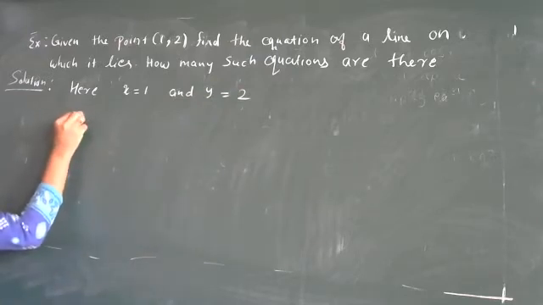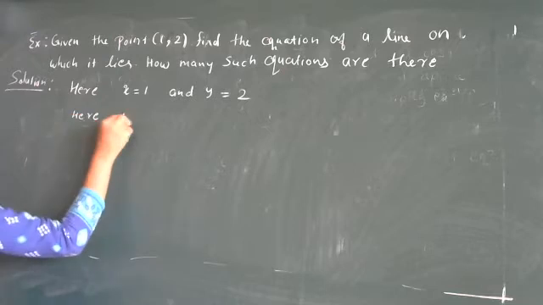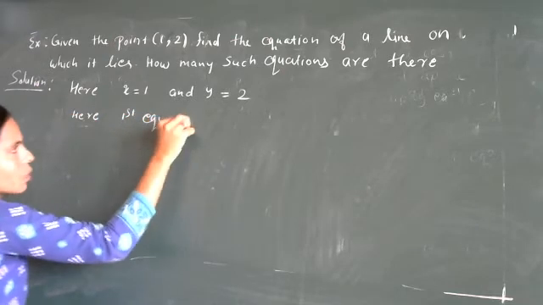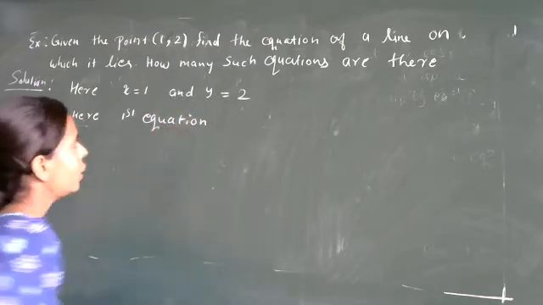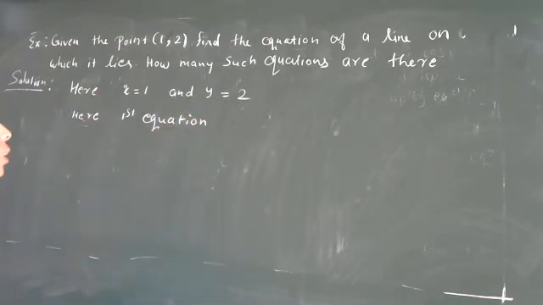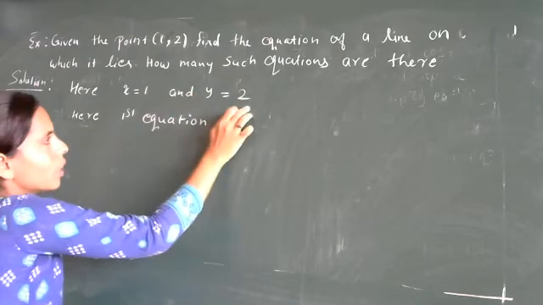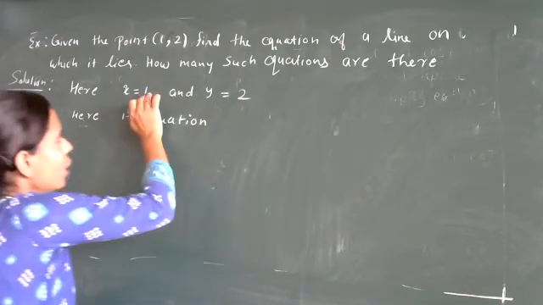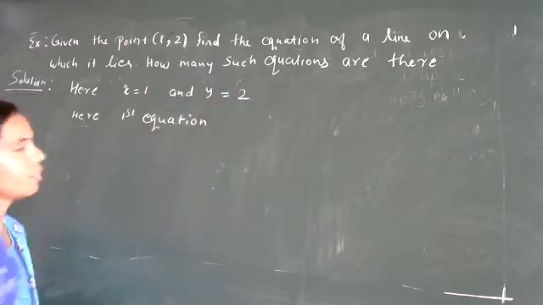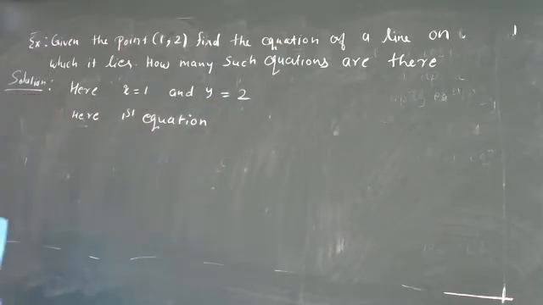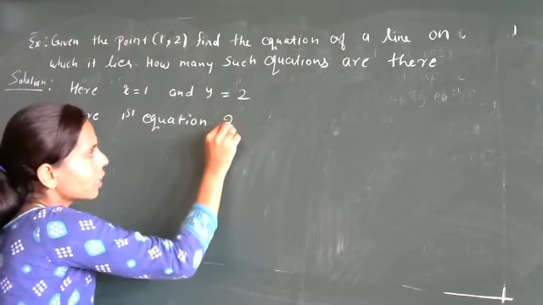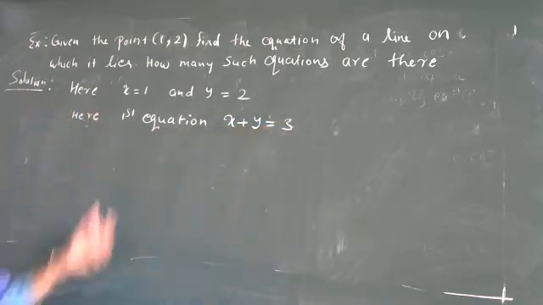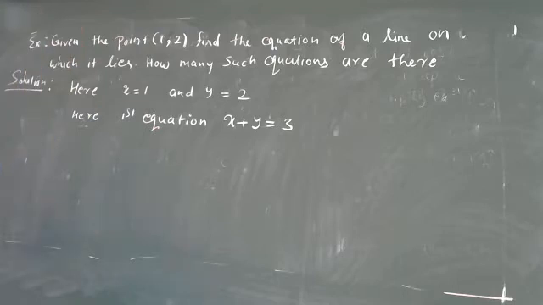So here, first equation that we can write. Can anyone guess what kind of equation we can write with these values for x and y? So here we are having 1 and 2. Can we add them? Yes. If you add 1 plus 2, what will it be? It is 3. So x plus y is equal to 3 will be one equation with these points for x and y.